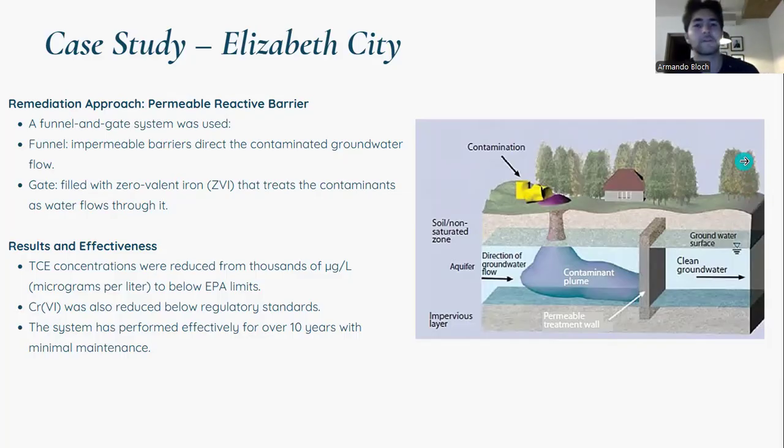Now to the results and effectiveness of the system. TCE concentrations were dramatically reduced from levels in the thousands of micrograms per liter down to values below EPA limits. Similarly, hexavalent chromium levels dropped below regulatory standards as well. What's more impressive is that the system has been operating effectively for over a decade, with minimal maintenance required.